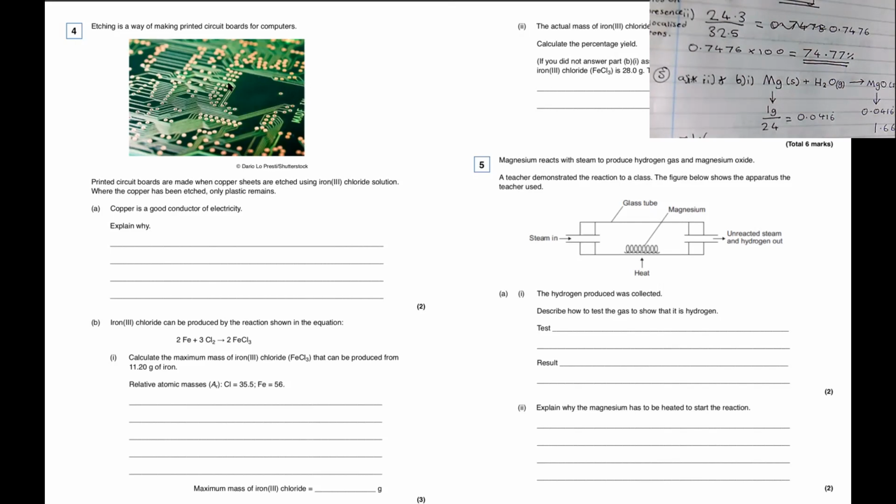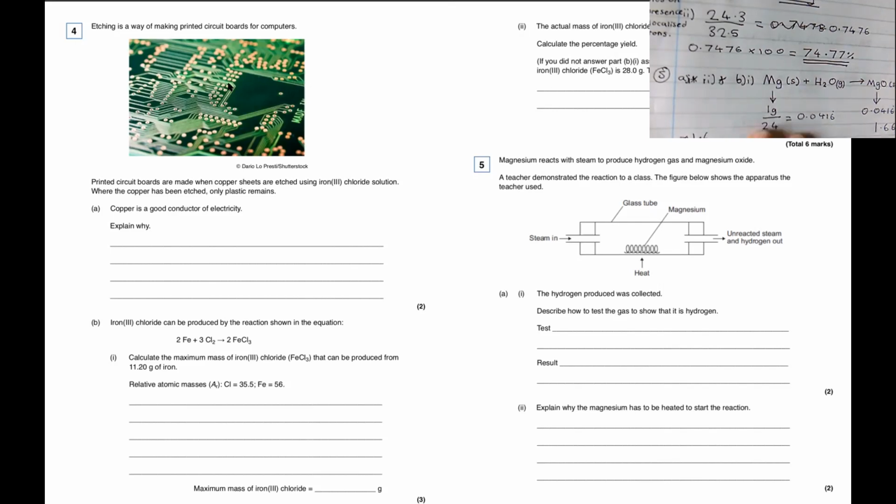So we went for 5 A II. You okay with that one, hopefully? No, I don't think I got that one right. Explain why the magnesium has to be heated. Any ideas why you think the magnesium would have to be heated? Is it for activation energy? Absolutely, yeah.